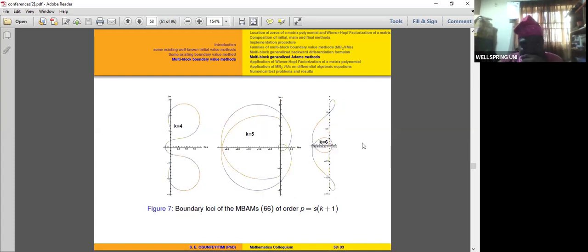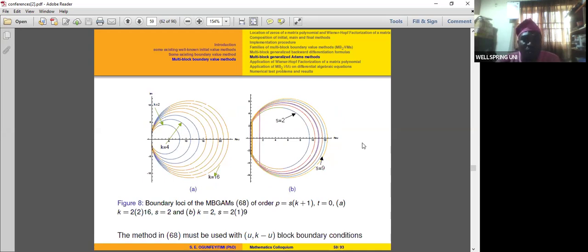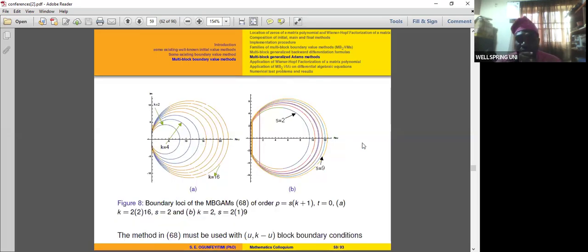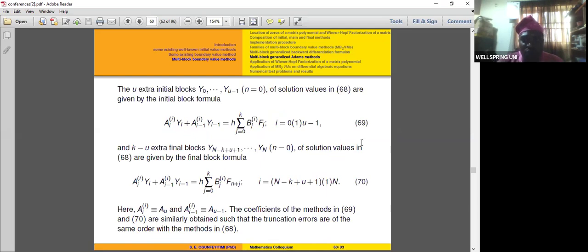Then for the case of the multi-block generalized Adams method, we have the plot for k from 2 to 16, while when we fix k as 2 and shift the block size from 2 up to 9, we also show the plot. You observe that the plots are all regular. Thus, the method must be implemented with u, k minus u block boundary conditions, which are given in equations 69 and 70.